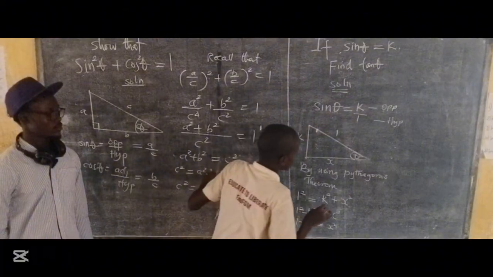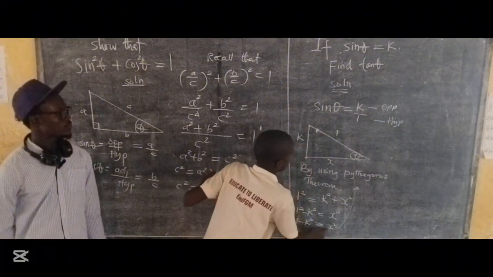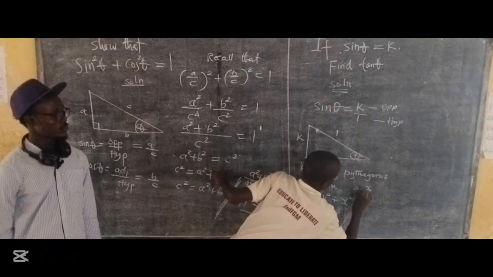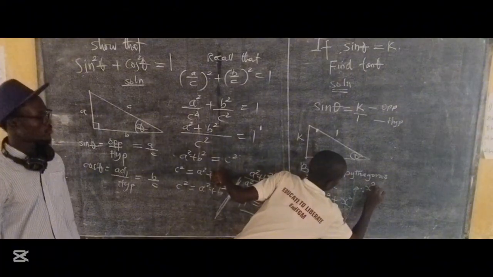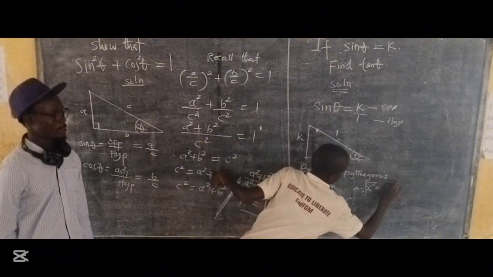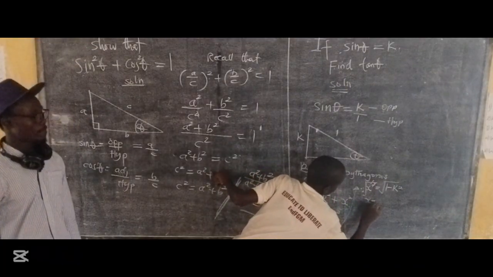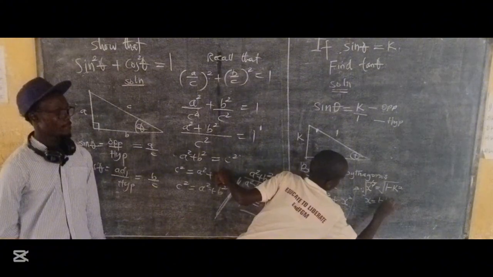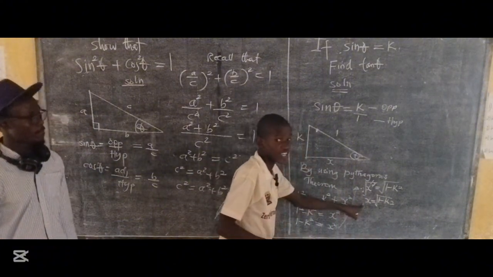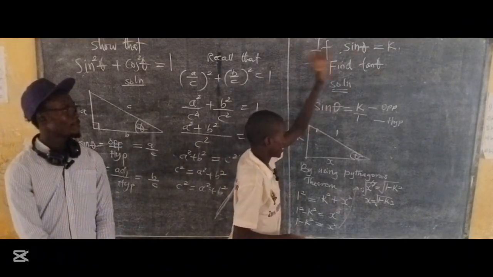But in this case, we are not asked to find x square, we are asked to find x, and x represents the adjacent. So x square is equal to 1 minus k square. Now you square root both sides. The square root cancels the square, and what remains is x is equal to the square root of 1 minus k square. Since we've got the value of x, and x is the adjacent, we are asked to find tan theta.